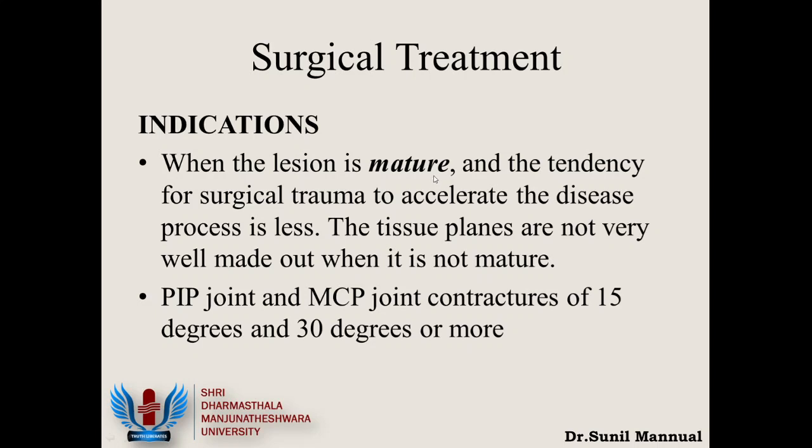Because in an immature lesion or very early in the process, surgical trauma itself is going to accelerate the condition. So just because we find a small nodule or a cord, we cannot go in and just excise it, because that can set up a chain reaction which can lead to formation of nodules and cords in the same finger or in the other fingers.